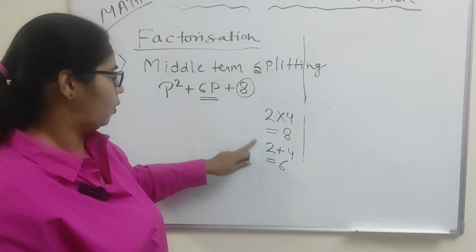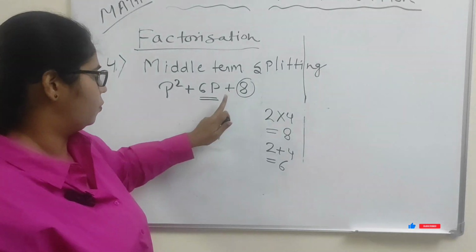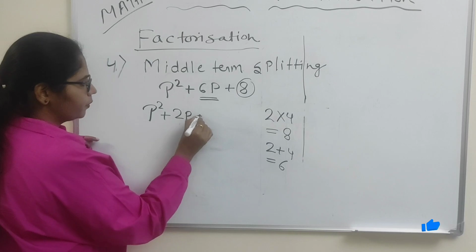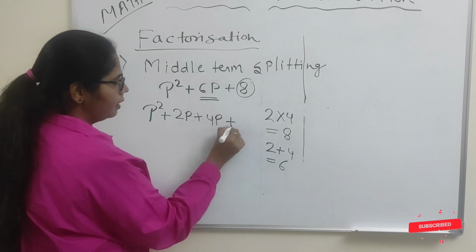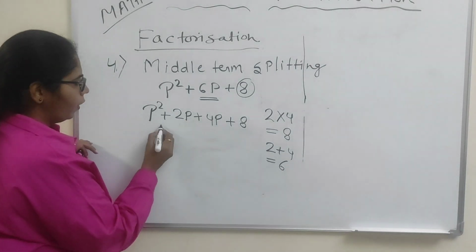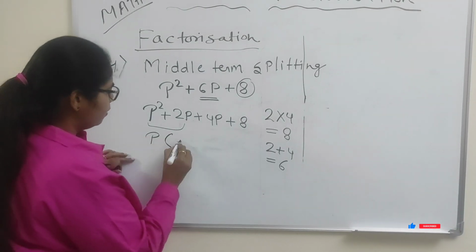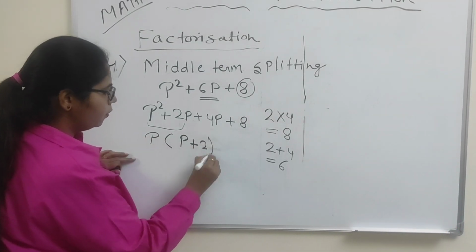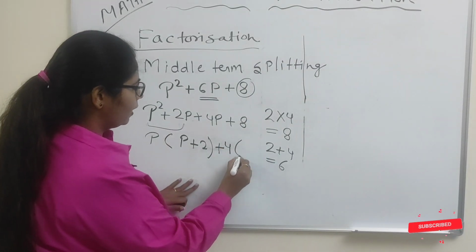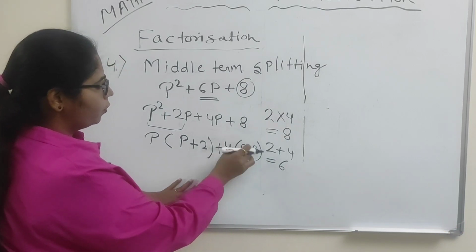Whenever you split the middle term, when you add you get the middle term, and when you multiply you get the last term. So I wrote p square plus 2p plus 4p plus 8. Okay, the middle term is split here in the form of 2p plus 4p. Now you can make the groups because the common term is p here. What is left inside? P plus 2. And check the second group: 4p plus 8. Take the common 4. What is left inside? P plus 2, right?